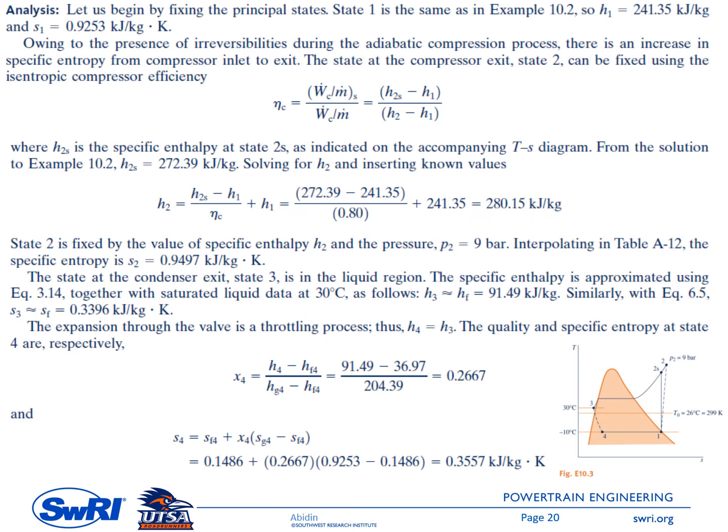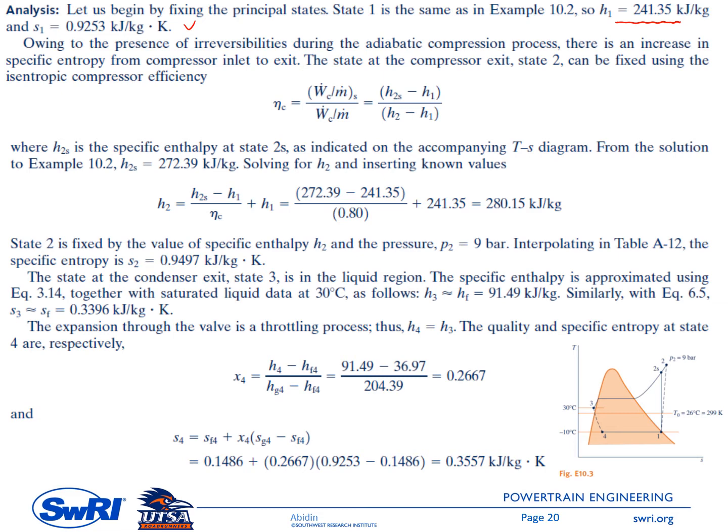The first step, for sure, is to fix the properties at each point. For point number 1, we can get the values from the previous example. Point 1 is saturated vapor at minus 10 degrees C, so H1 is 241.35 kilojoule per kilogram, the same as in the previous example. And S1 is 0.9253 kilojoule per kilogram Kelvin.